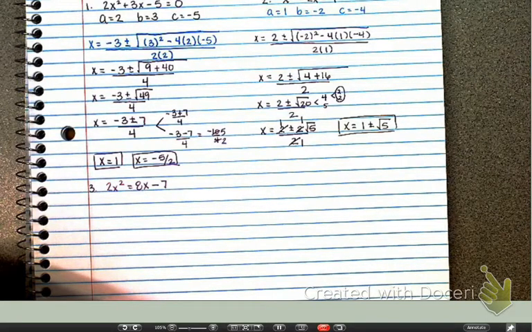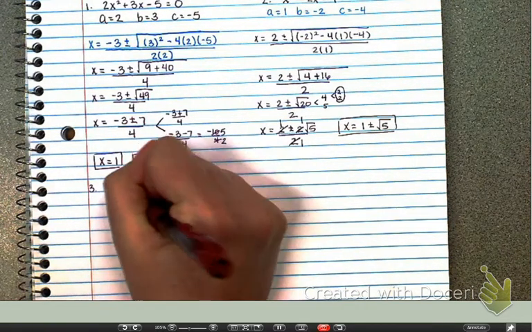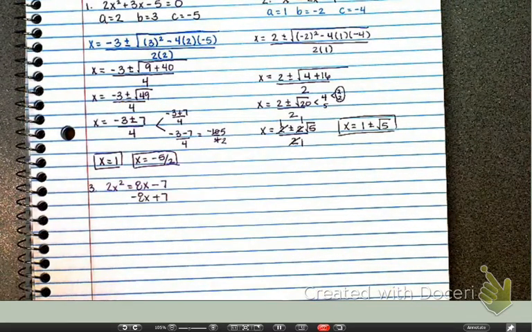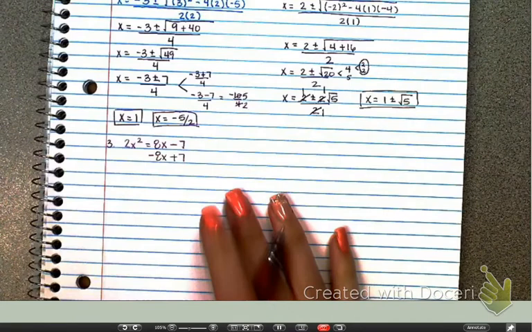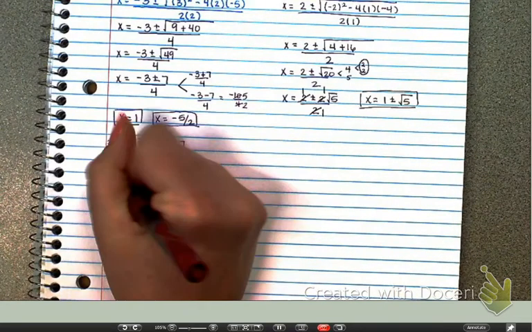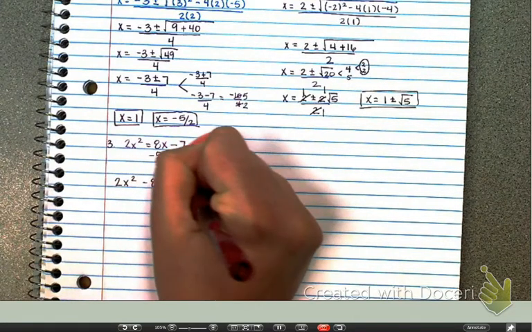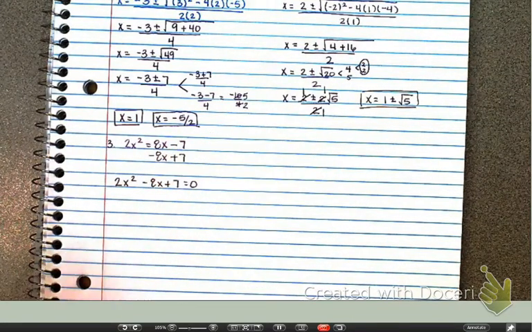It will make your life a whole lot easier, which means you need to move everything to the x squared side, and do not move the x squared and make it negative. I've said it a few times, right? So we're going to subtract 8x and add 7 because I want x squared to be positive. So 2x squared minus 8x plus 7 equals 0. Now you're in standard form. Now it's set equal to 0. Now you can solve.